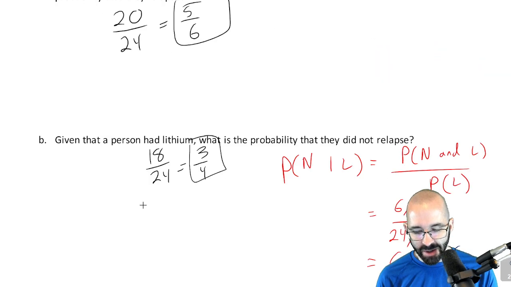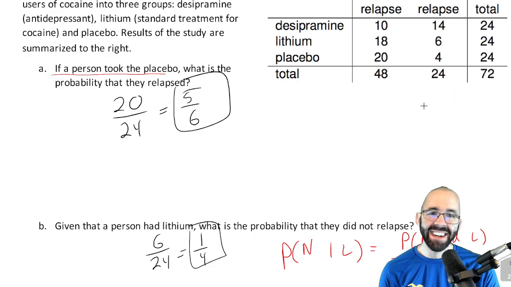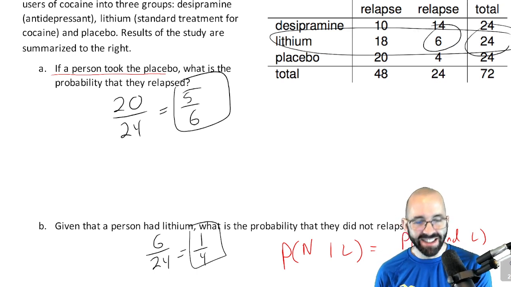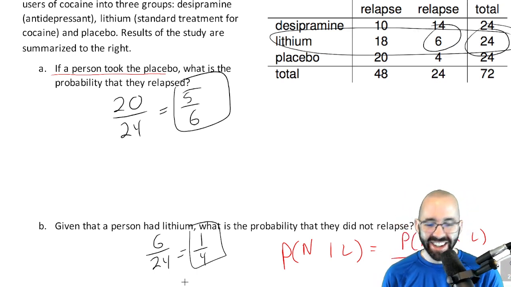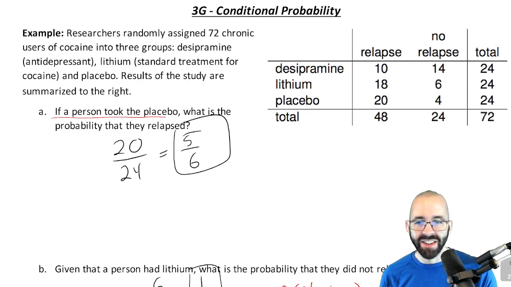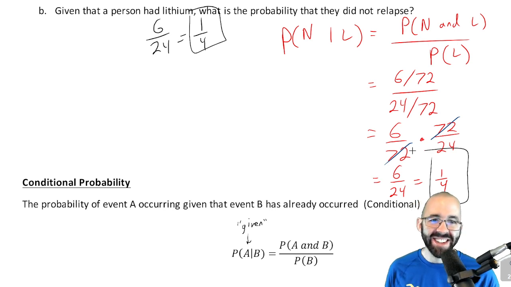So this should be 6 up here, sorry. Hopefully you were yelling at me and saying, Jason, you read the problem wrong. It should be not relapsing because these answers need to be the same. So not relapsing given lithium. That's the 6 out of 24. All right, there we go. So these answers match up just like we expected them to.